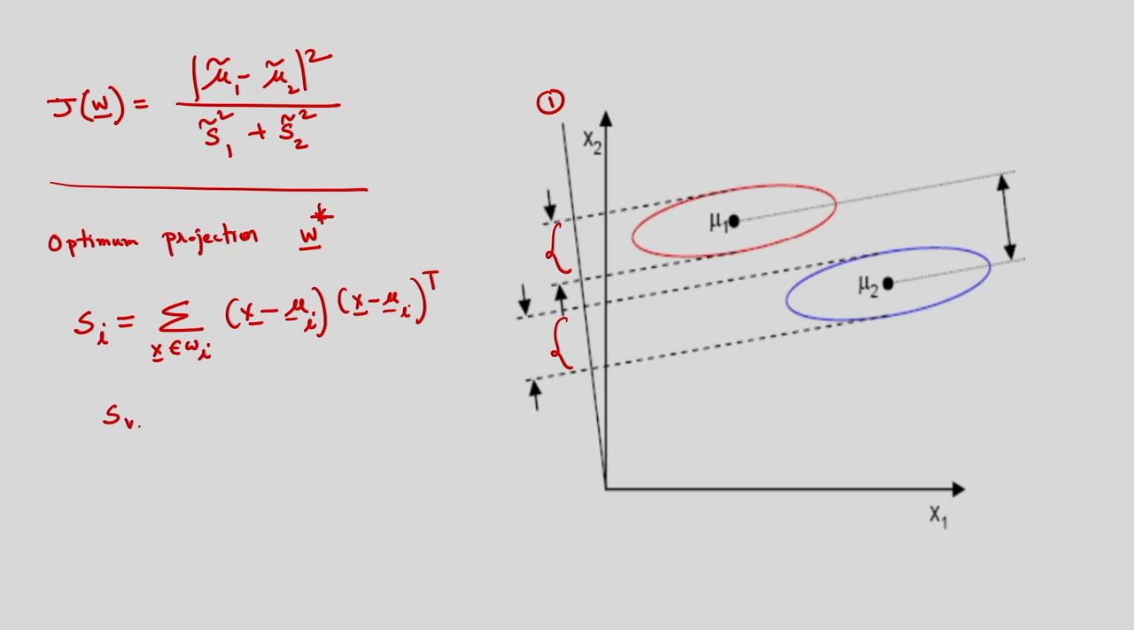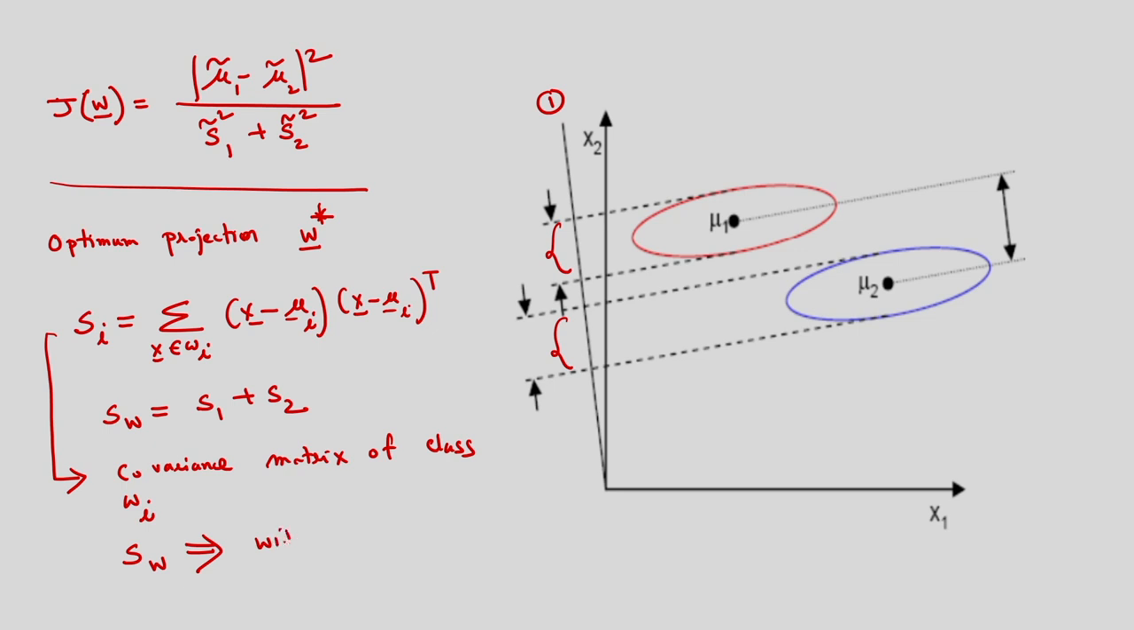So what is SW now? SW is nothing but, for two classes, S1 plus S2 that we have to determine. This S I is nothing but the covariance matrix of class omega I, and we have obtained SW. SW is S1 plus S2, and that is called the within class scatter matrix. So we have defined the within class scatter matrix.